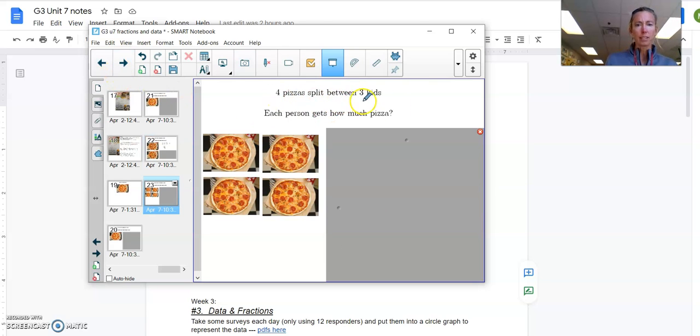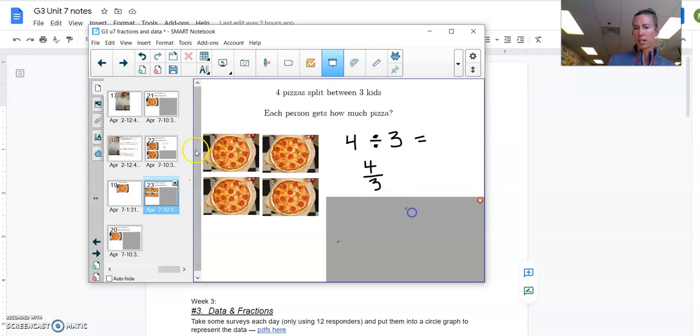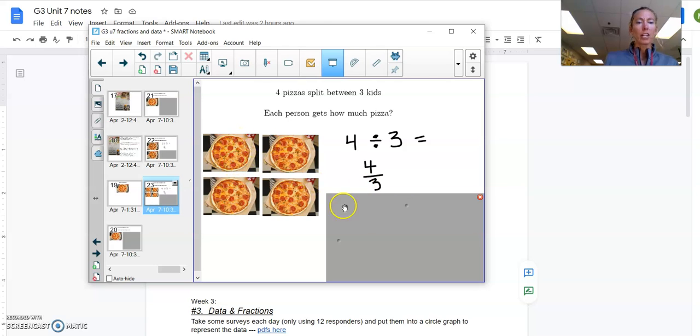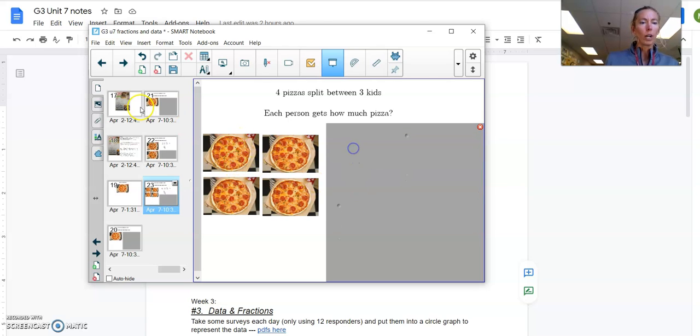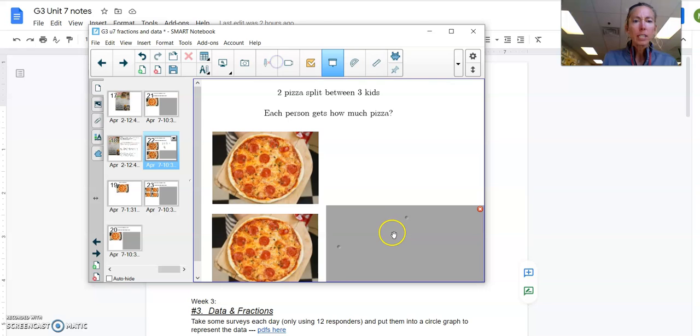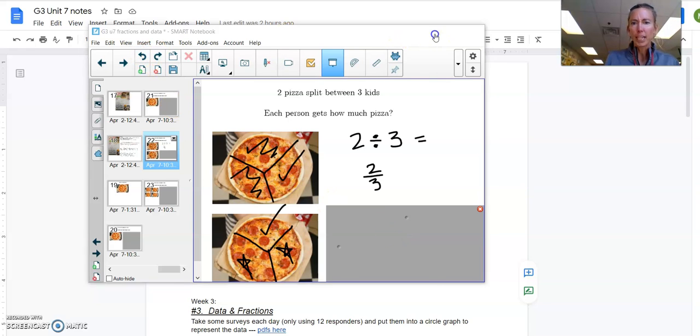How about 4 pizzas split between 3 kids? How much is each person going to get? We go through what it looks like over here, and now we make sense of it. What will that look like? And then we notice that that's the same as 1 1/3 pizza. So you're actually going to get 1 whole pizza and another third. So we're going to have to split these pizzas up over here into thirds to see how that's going to work. So that's taking your fraction work and extending it just a tad bit more for them to see how fractions and division relate to each other.